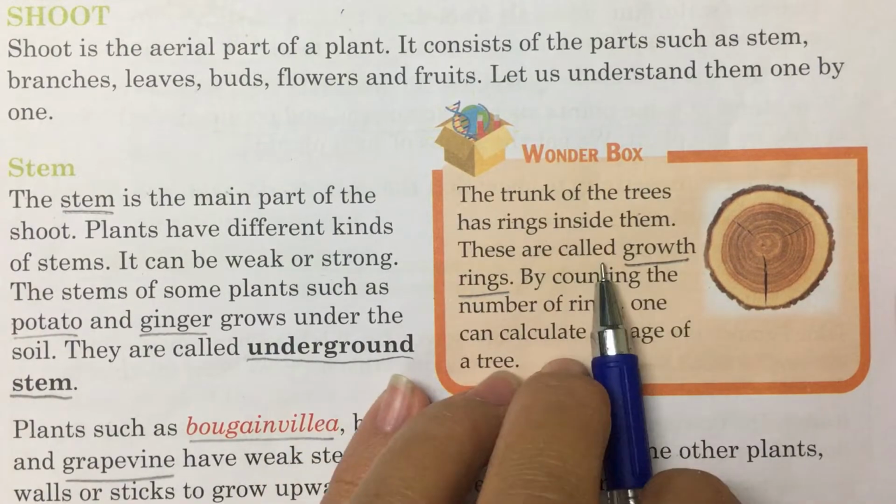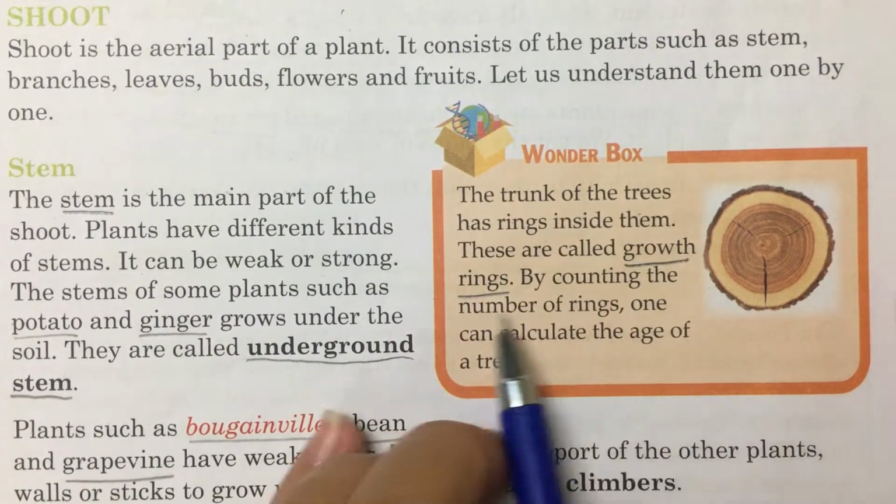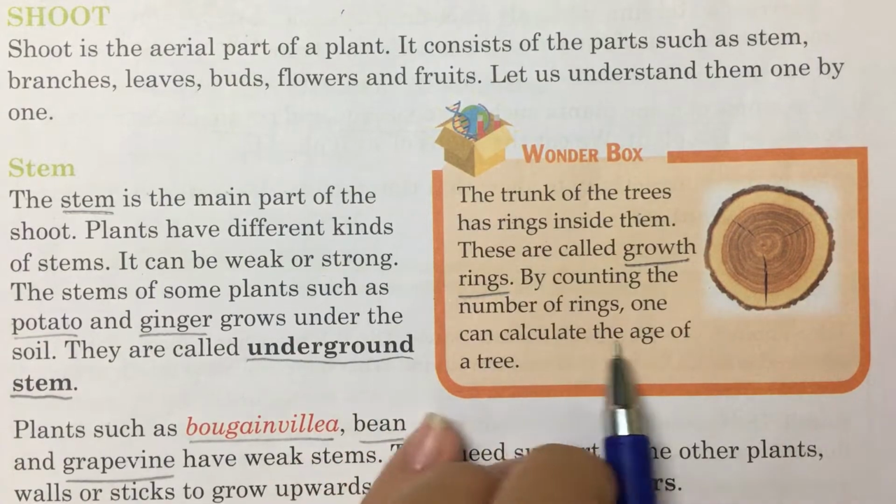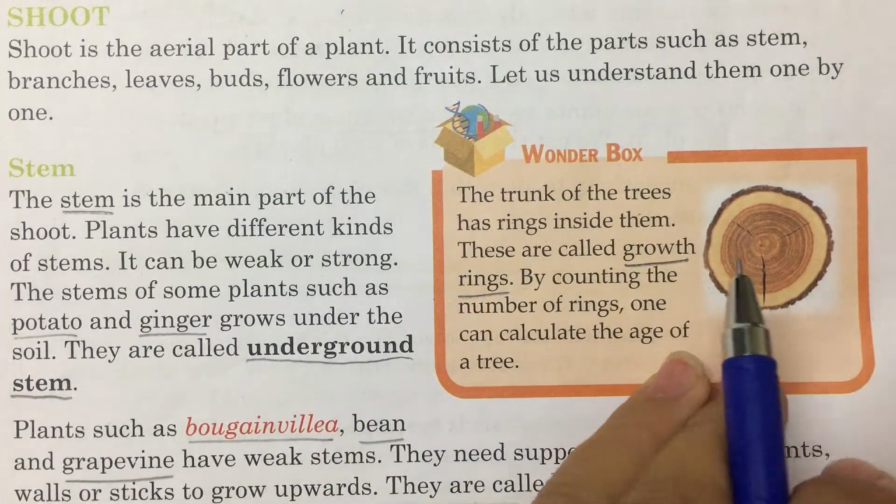Now, in this wonder box, it's written that the trunk of the trees has rings inside them. These are called growth rings. By counting the number of rings, one can calculate the age of a tree.